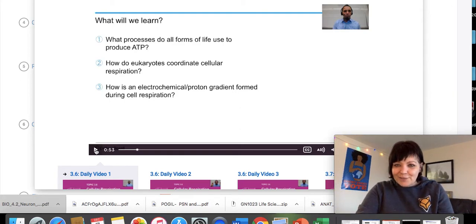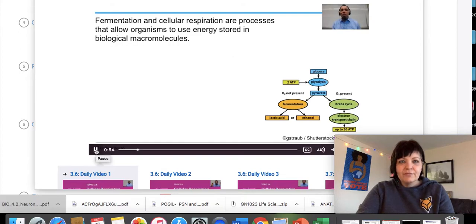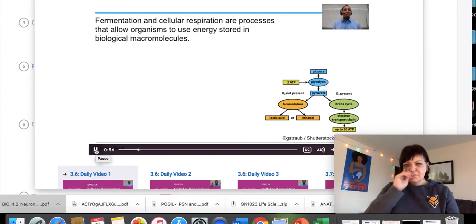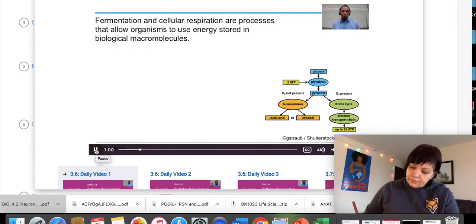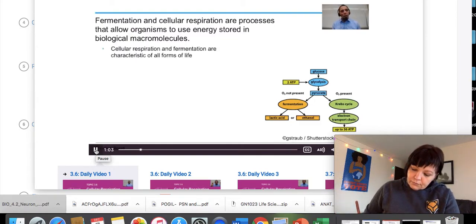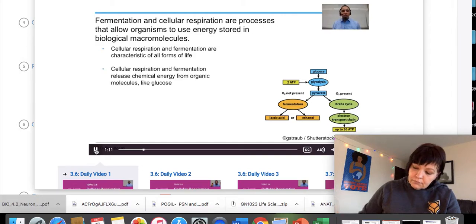All right, let's watch. So, fermentation and cell respiration are processes that allow organisms to use energy stored in biological molecules. You may have heard of these terms before. And so, cellular respiration and fermentation are characteristics of all life forms. All living things have to use energy in one form or another. Cellular respiration and fermentation release chemical energy from organic molecules like glucose. And as you see in my image there, we have glucose as the starting point.